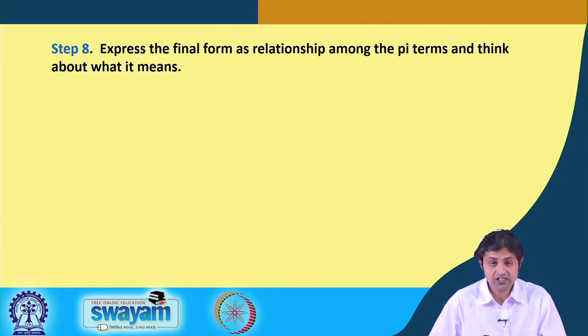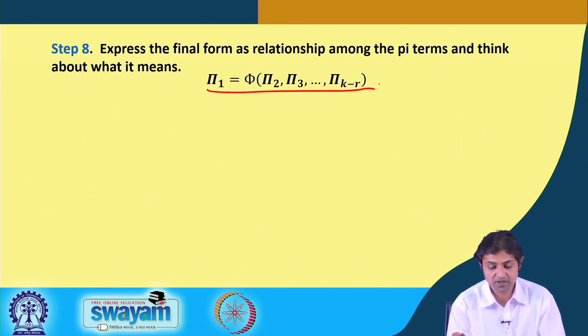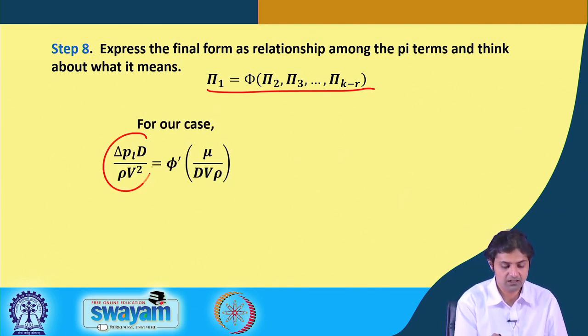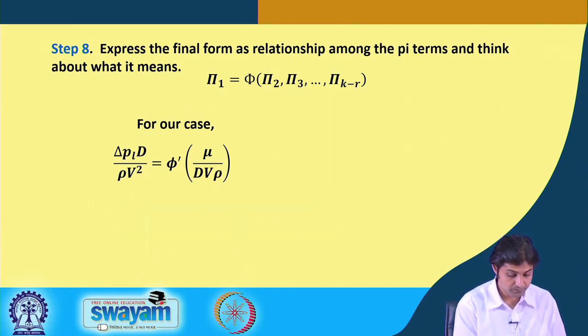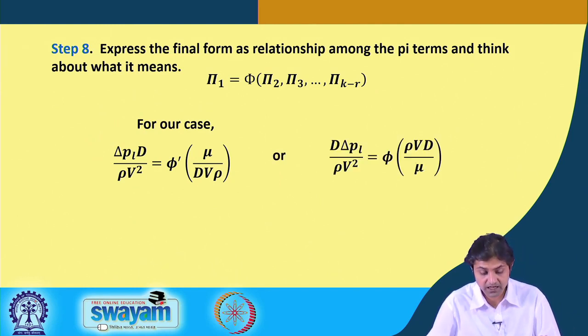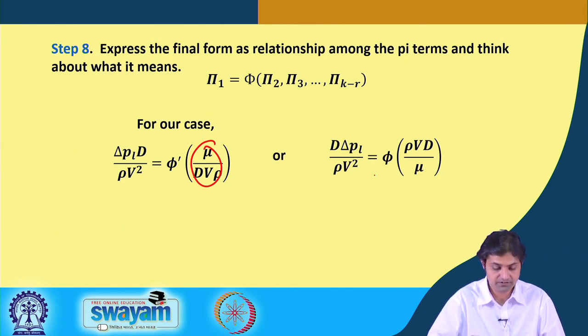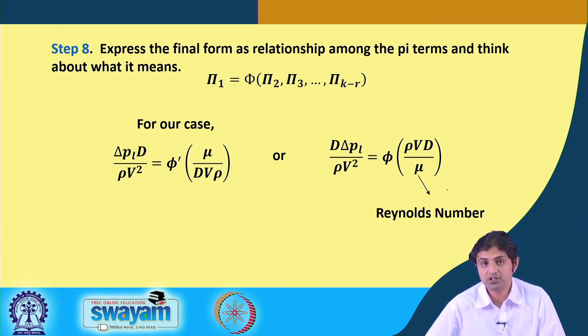Now, in the end, express the final form as a relationship among pi terms and think about what it means. So, the final step is pi 1 is a function of pi 2 comma pi 3. Here we have only 2, so we can simply write pi 1 is a function of pi 2. Or we can simply write in a reverse format as well, delta P d by L rho v square is equal to a function of, if this is dimensionless, so 1 by this is also dimensionless. So, we have written this, and this, as I told you, is a Reynolds number, all right.